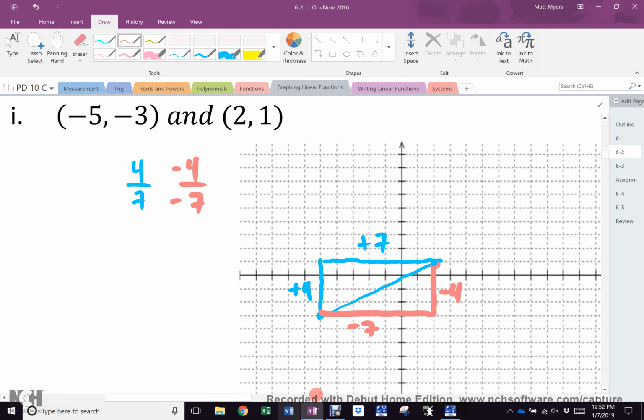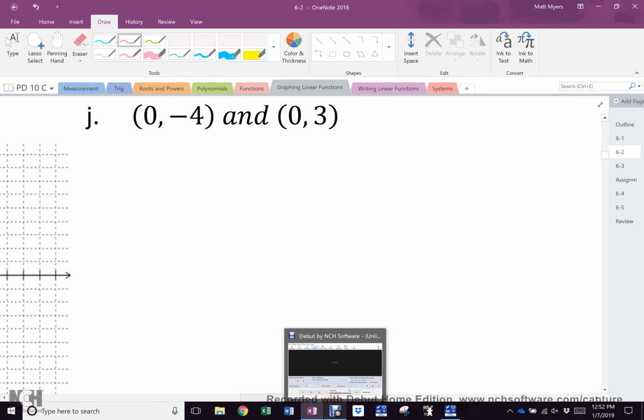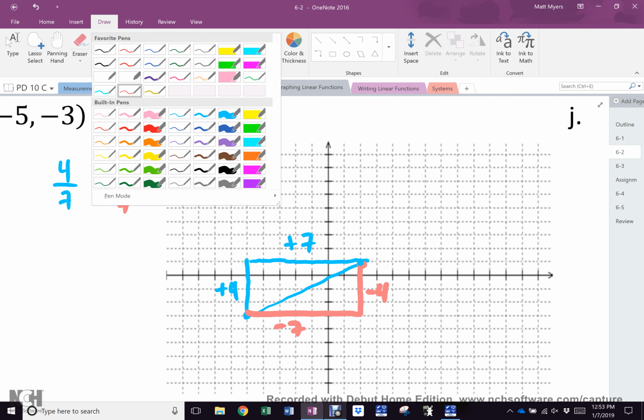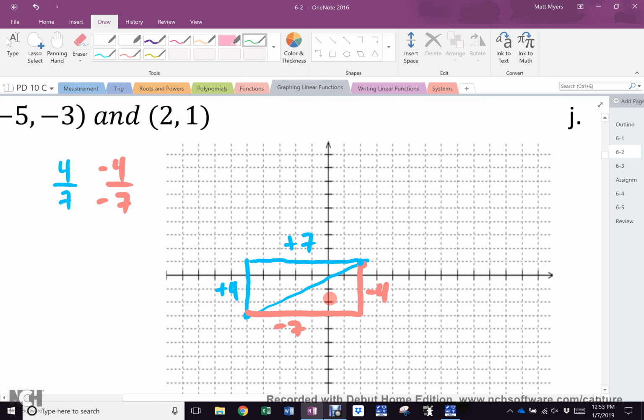Okay. What about the other one? 0, 4 and 0, 0, negative 4 and 0, 3. Well, that's even easier, isn't it? 0, negative 4 and 0, 3. Hey, what kind of slope is that? Undefined, because it's straight up and down.